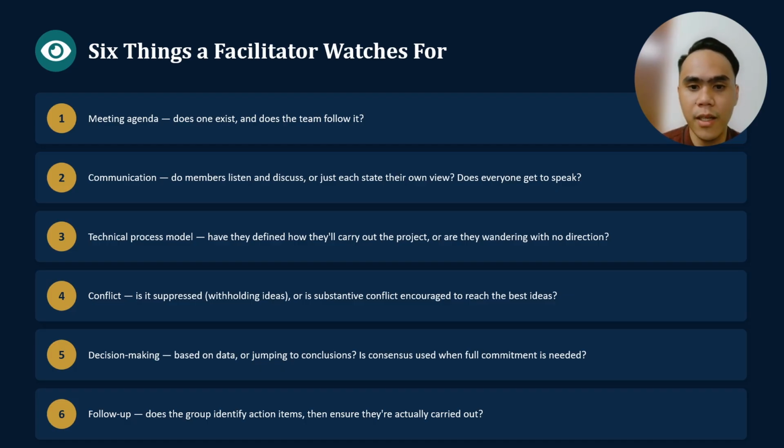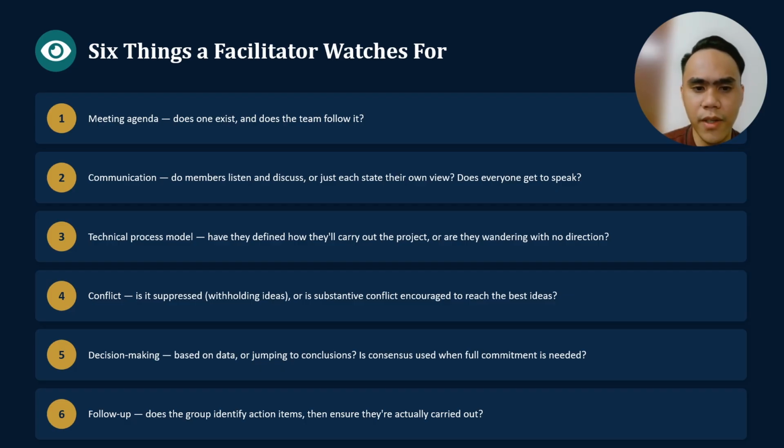So three is technical process model. Have the team members actually engaged in procedural conflict? Negotiating the where, when, how, and why of the project, like defining the specific steps they'll take, perhaps using something like a seven-step problem-solving model. Or are they simply wandering around with no defined direction at all? So yeah, we need to ask that.